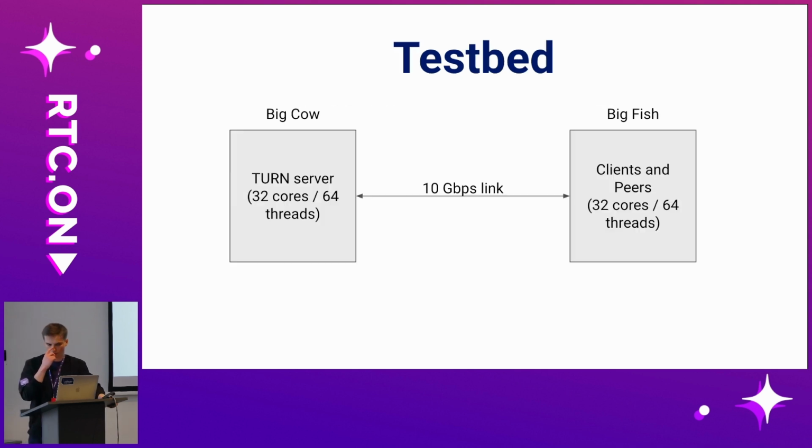Testbed: we have 2 pretty big machines, Big Fish and Big Cow. Both are 32 cores, 64 threads, and they are connected with a 10 gigabits per second connection link. Big Cow handles our TURN server, Big Fish handles our clients and peers.